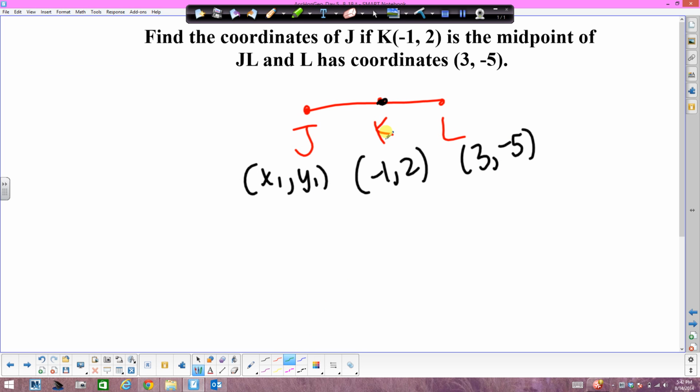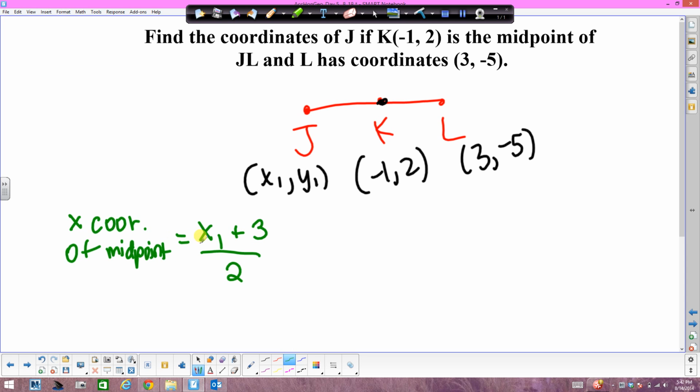So if we wanted to take these, we could plug them into the midpoint formula. So if I would be able to say, okay, well, x1 plus 3 divided by 2 would equal the midpoint, the x coordinate of the midpoint. And that should be equal to what we know the x coordinate is, which is -1. So this right here would be one equation that we set up and we're going to solve.